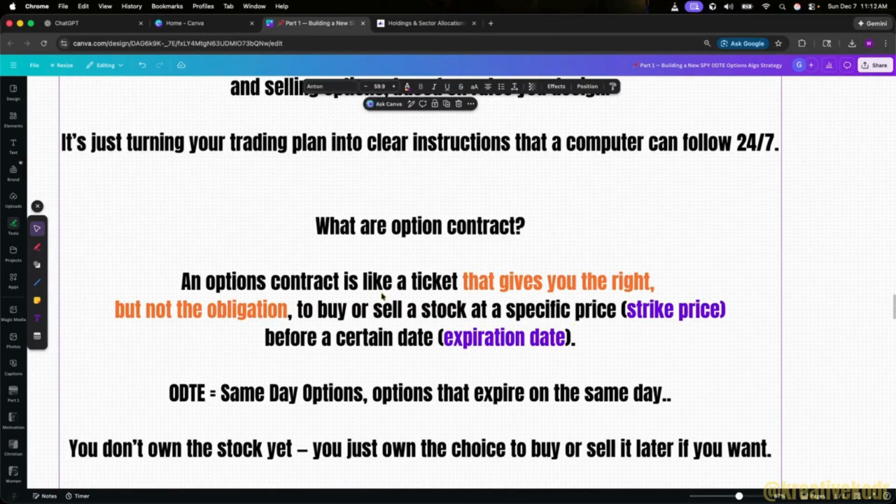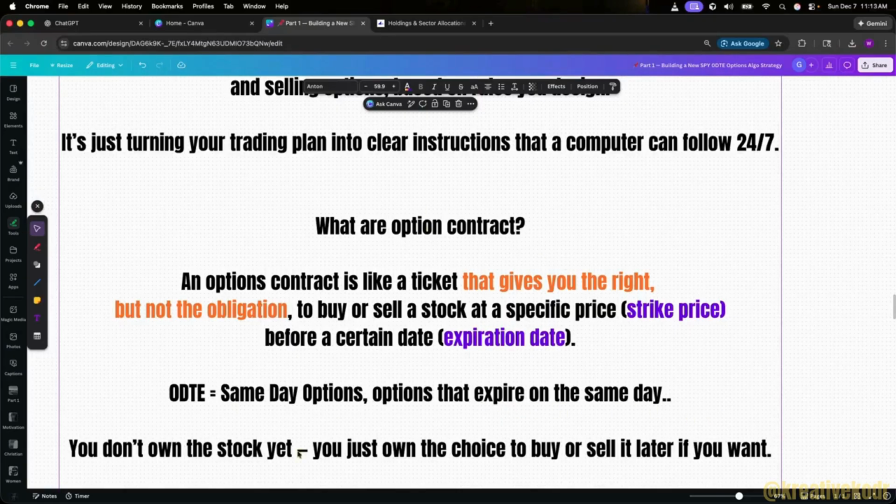An option contract is like a ticket that gives you the right, but not the obligation, to buy or sell a stock at a specific price. What is that specific price? It's going to be our strike price. This is the price we think the underlying is going to go to before a certain date. That date is our expiration date. We trade zero DTE options. These are same day options, option contracts that expire the same day.